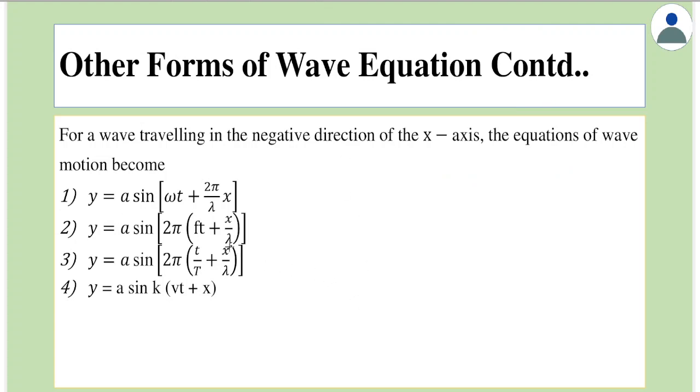Then the equations would take the form given here. So we have y is equal to a into sine of omega t plus 2 pi by lambda into x. Since the wave moves in the negative x direction, the minus term becomes plus here. Similarly, we get the other forms also. So we get plus everywhere. So these are the equations for a wave moving along the negative x direction.